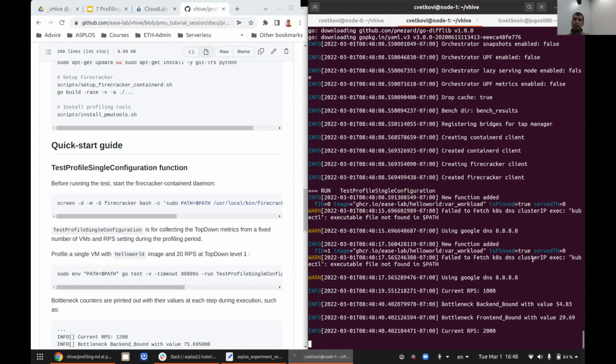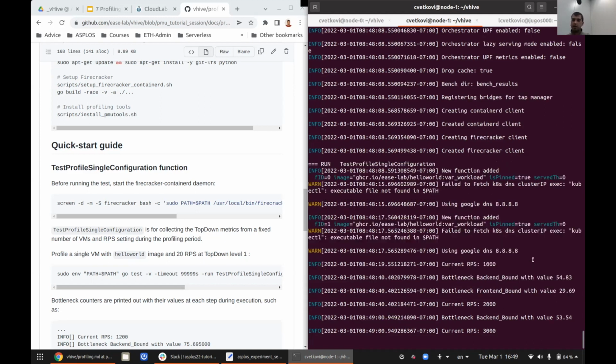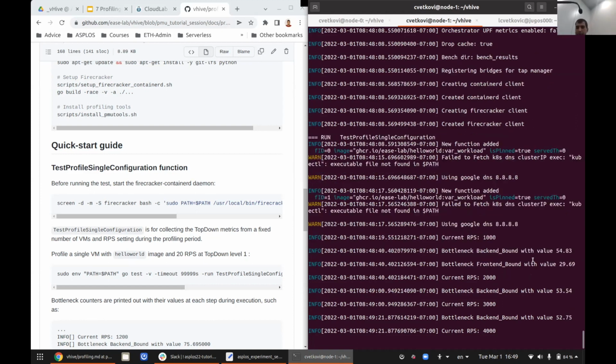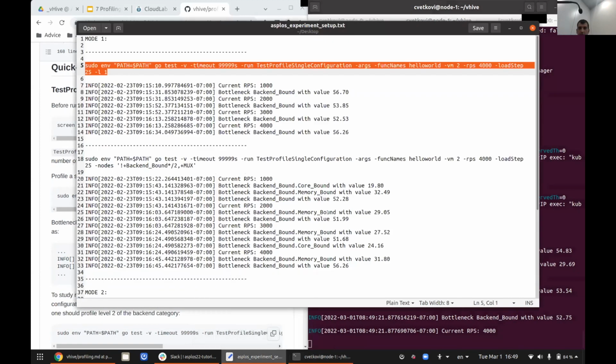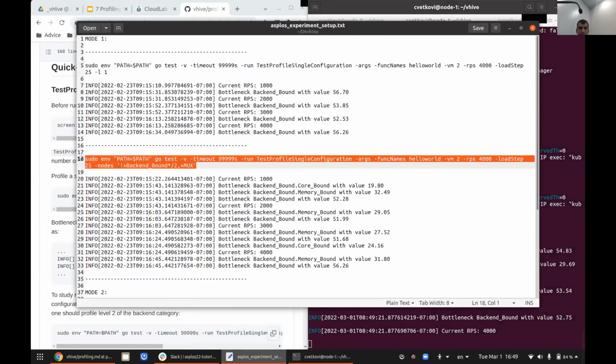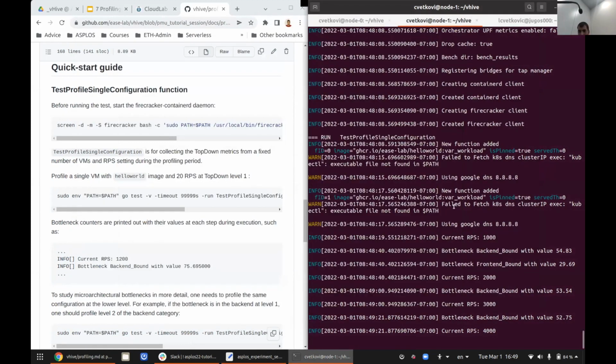And then after this finishes, we are going to see whether the bottleneck changes with a different number of requests per second. And after we get these measurements, we can run for level 2. So that means that we can dig into what happens in backend bound, and we can therefore find the bottleneck. Okay. So you can perform measurements on every level that you saw while I was describing them. This is for level 1.